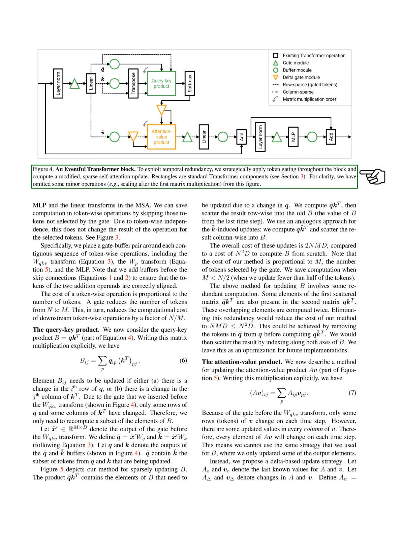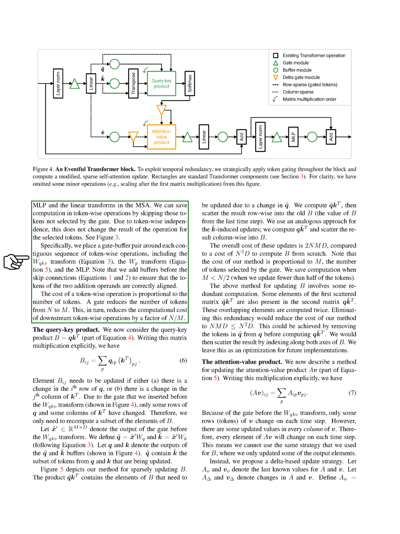Because these operations are independent for each token, this doesn't change the result of the operation for the tokens that are selected. We've illustrated this in a figure. More specifically, we place a pair of gate buffers around each sequence of operations that are performed on each token. This includes the transformation of W_QKV, the transformation of W_P, and the MLP. We add buffers before the skip connections to ensure that the tokens of the two operands that are added together are correctly aligned.